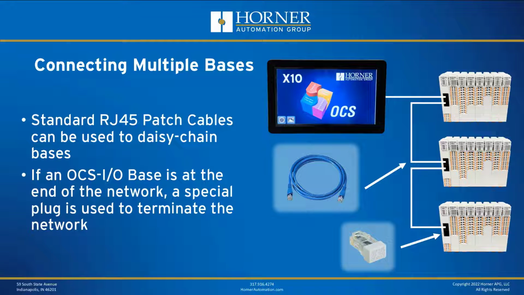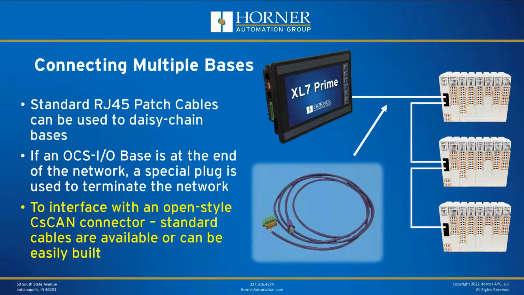If an OCS-IO base happens to be last in the network chain, then we do have a terminating plug that would plug into the empty spot there on the last base. And of course, if you're using it with the micro OCS, the micro OCS only has a single RJ45 connector for CAN, but it also does have a software option from the system menu and from Logic. You can go ahead and enable the terminating resistor that's internal on the micro OCS. But from the standpoint of the OCS-IO base, if it's last in line, you would use a terminating plug.